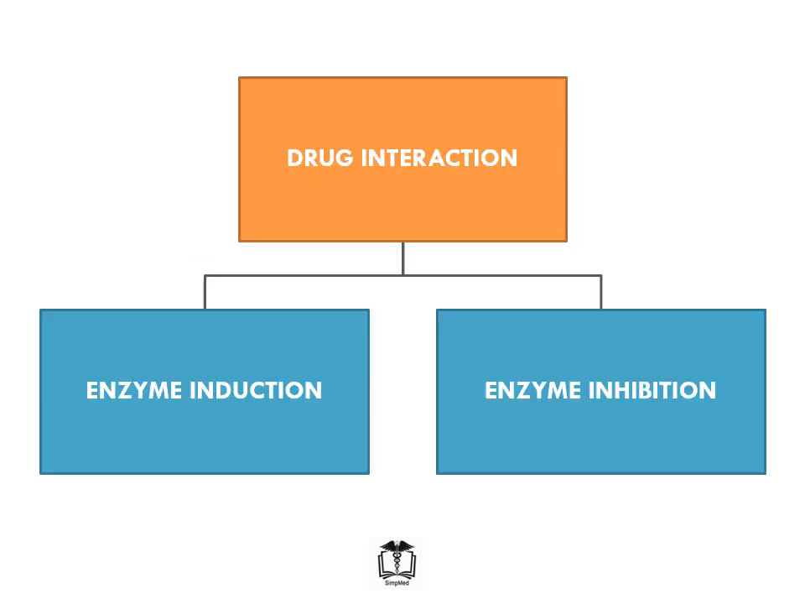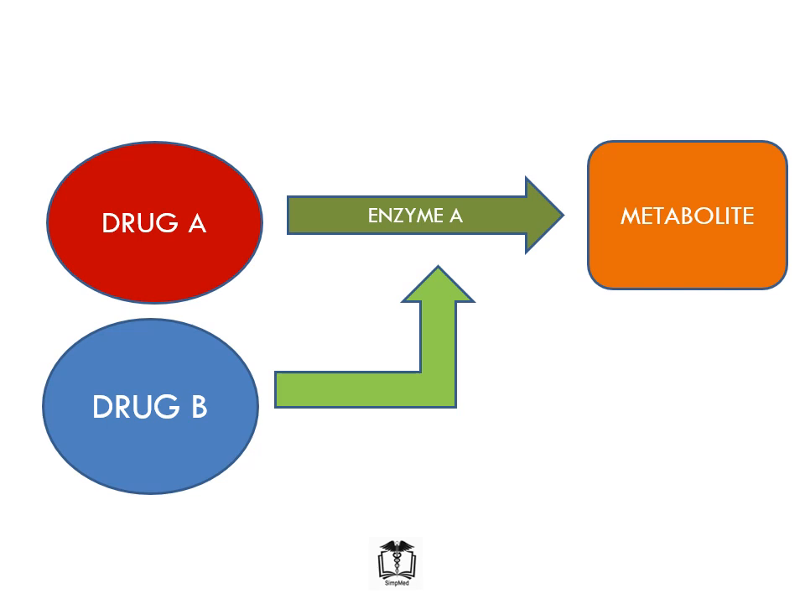So drug interaction at the metabolism level typically involves two major mechanisms, enzyme induction and enzyme inhibition. When two drugs are given concurrently, and one of those drugs is metabolized by a particular enzyme, the second drug could be an enzyme inducer or enzyme inhibitor of the enzyme that is metabolizing the first drug. So, to use this diagram to explain the concept of pharmacokinetic interaction at the metabolism level.